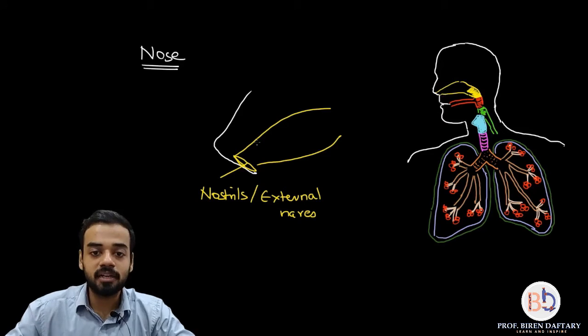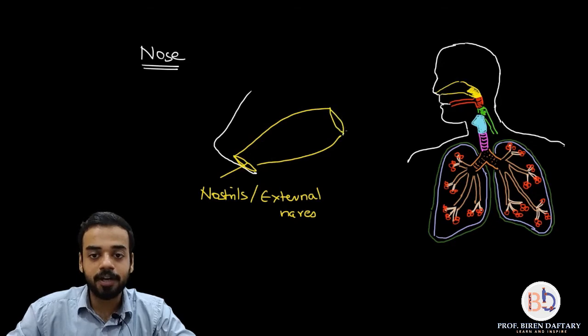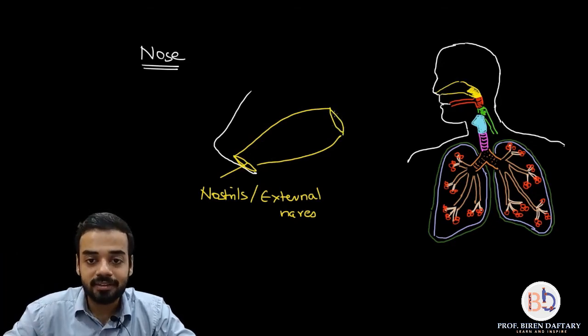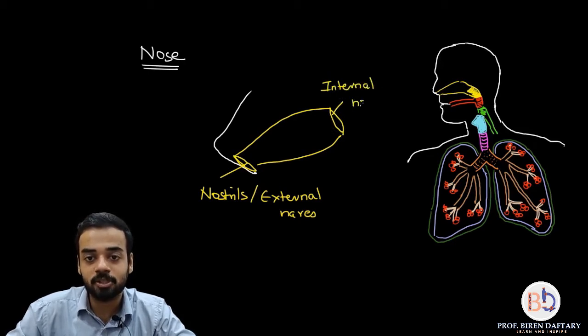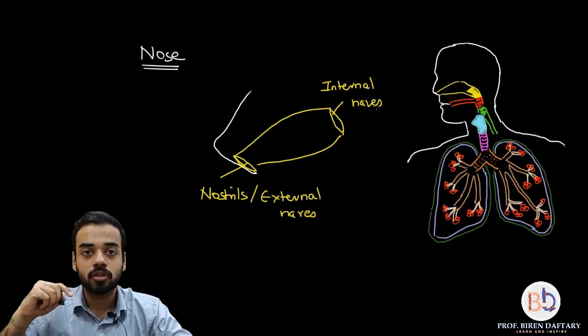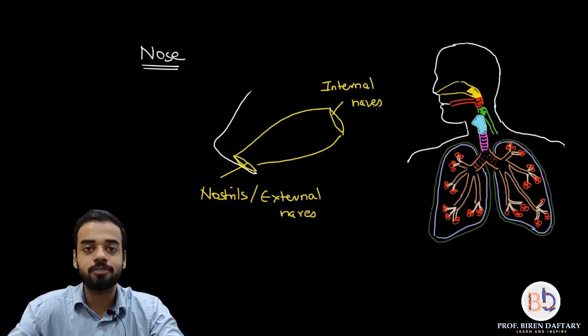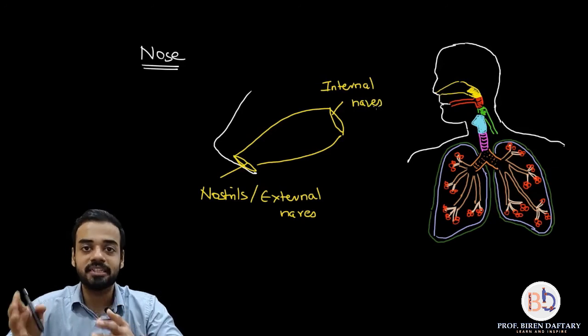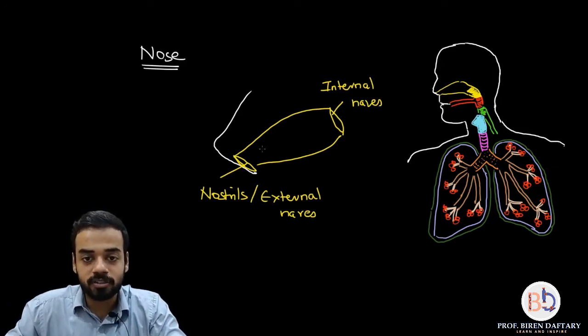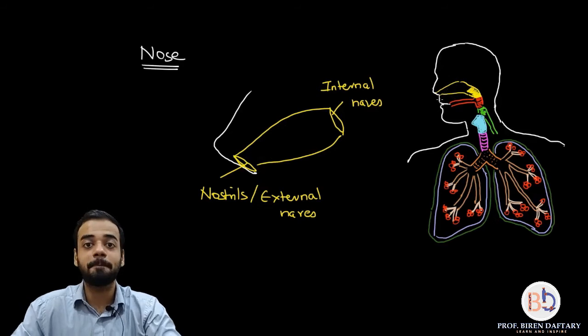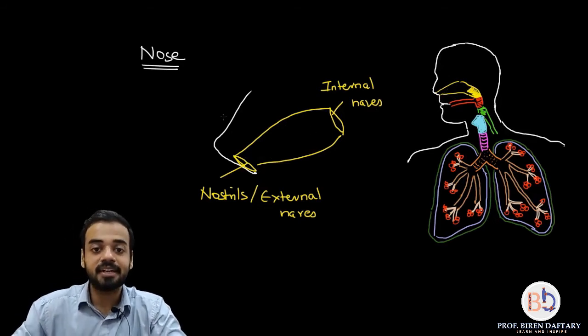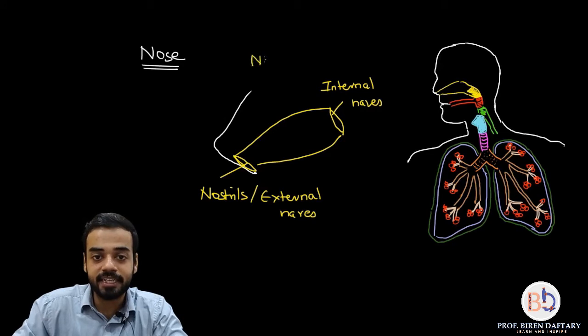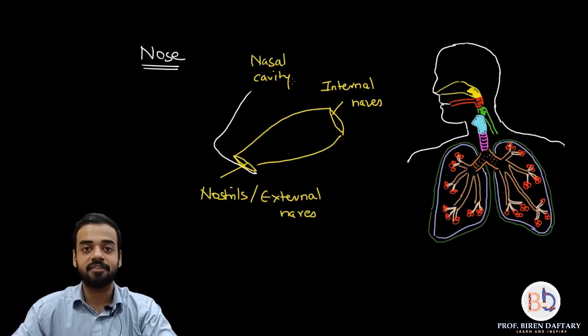Similarly, after this entire passage, there is a part which is present inside the nose, and this part is called internal nares. You cannot see the internal nares because they are present inside your nose. They are also called internal nostrils, but the commonly used phrase is internal nares. Now this entire portion between the external and internal nares is called the nasal cavity. The cavity or space present inside the nose is the nasal cavity.